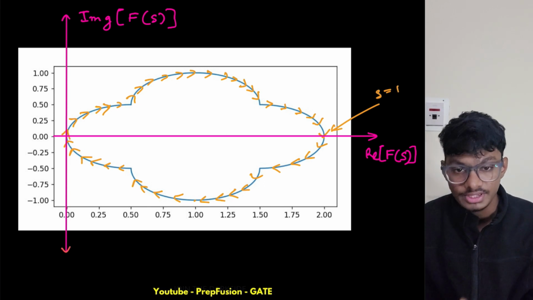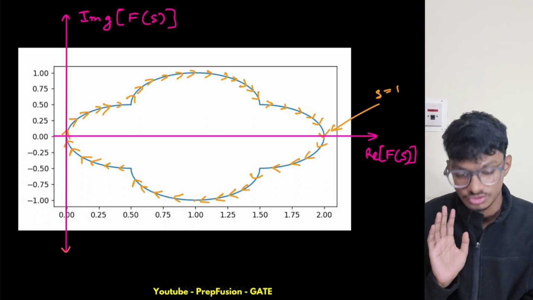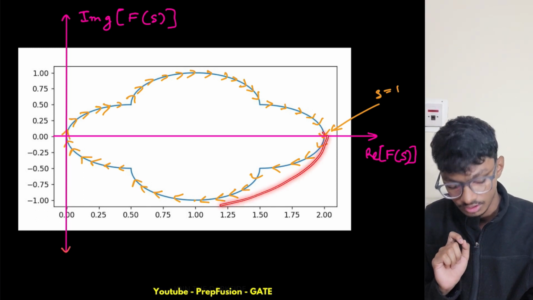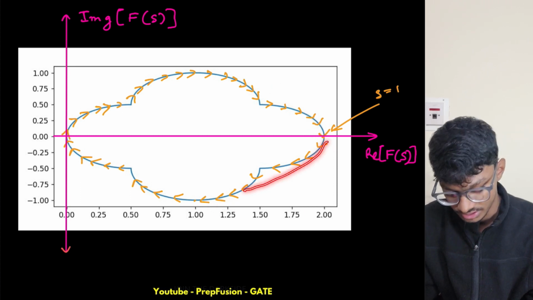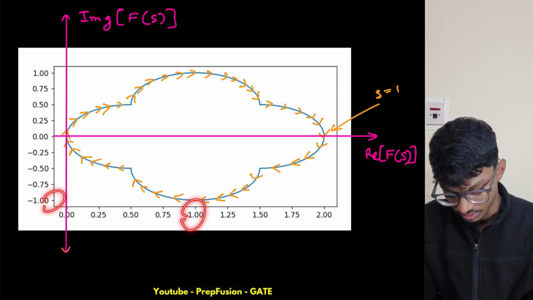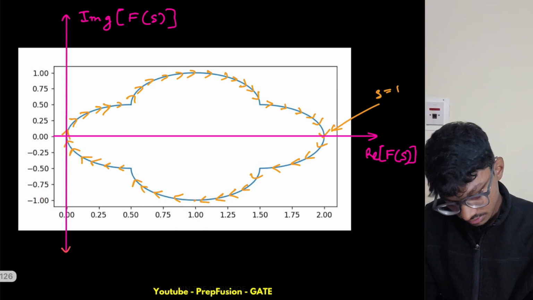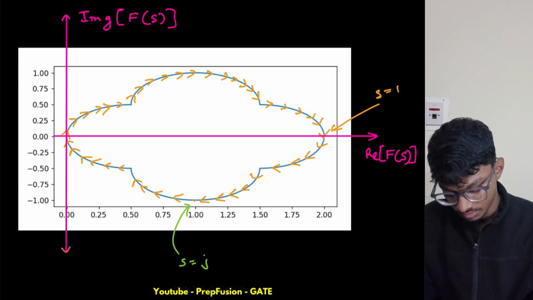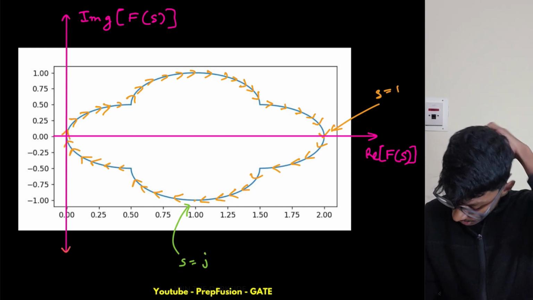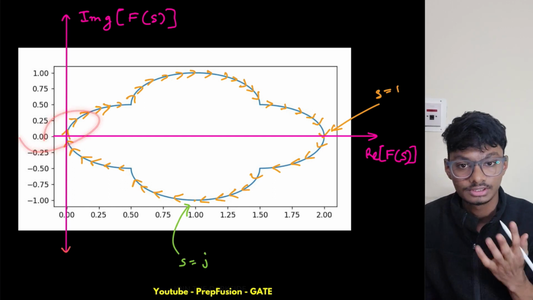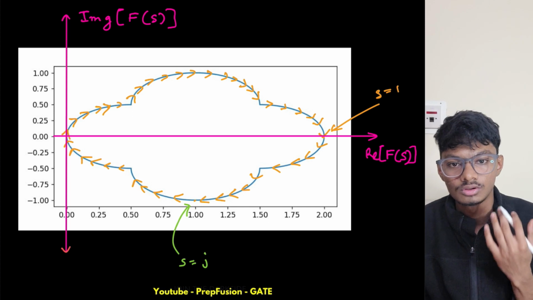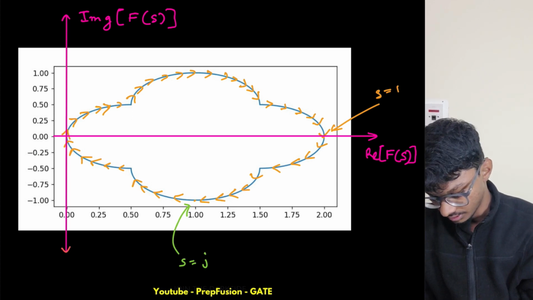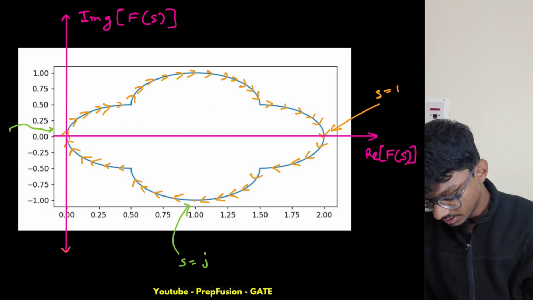And what was at s equals j? At s equals j, it was 1 minus j. So I'm going in the clockwise direction, not in the anti-clockwise, so that's why the direction of the arrow is like this. This is 1 and this is also 1. So this is the s equals j point. And what about this? This is basically the 0 point. So my mapped contour is touching the origin at s equals what? Minus 1. So this is the point at s equals minus 1. So only these points you can validate.